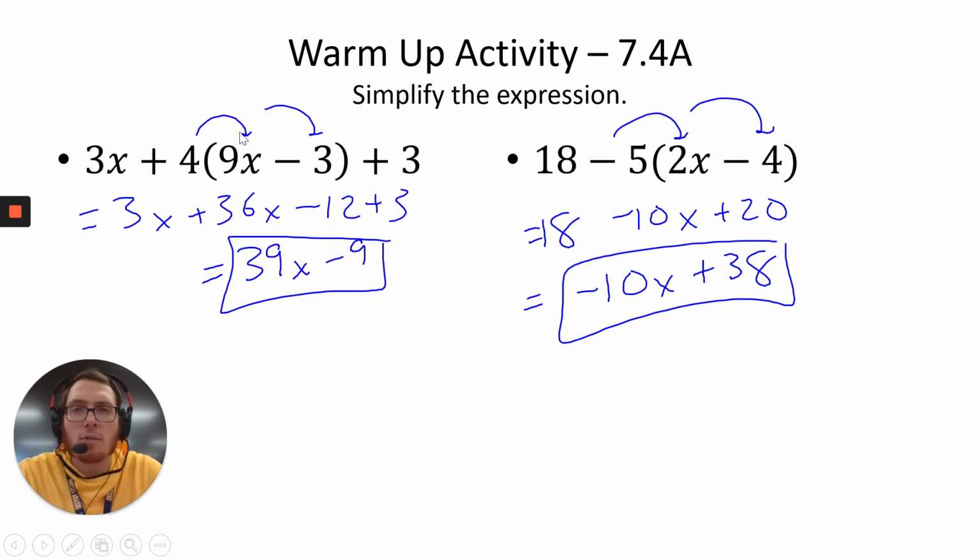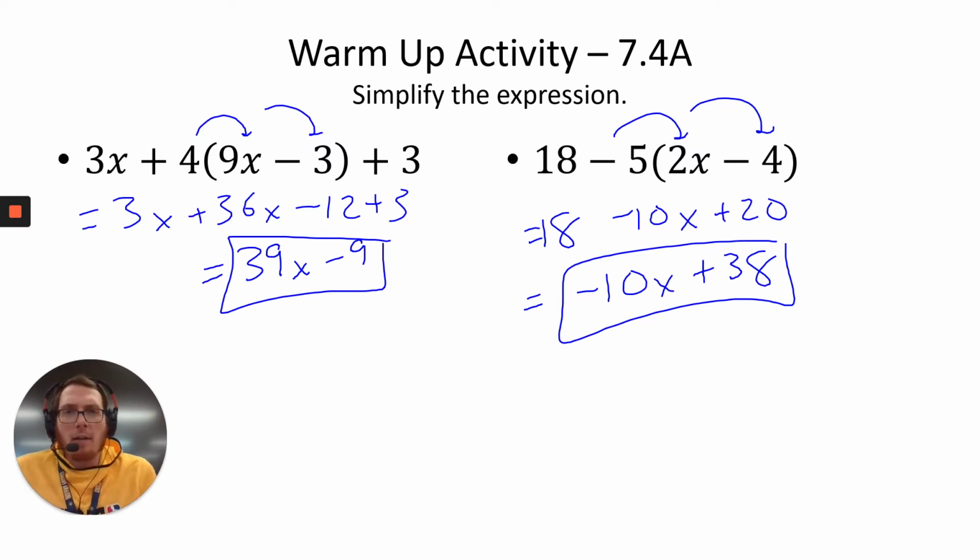You have to make sure you distribute the 4 into both groups, so 4 times 9x would be plus 36x, and then 4 times a minus 3 would be a minus 12. And then combine like terms, 3 plus 36 for the x's would be 39x. Now don't forget, it's not 12 plus 3, it's negative 12, because remember, minus 12 is the same as adding a negative if you do keep change. So negative 12 plus 3 would be a negative 9, not a negative 15. So that's something to keep track of on the first one.